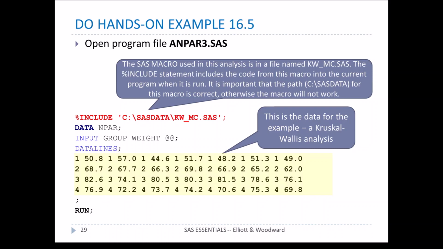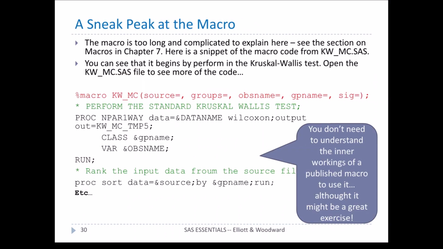Now we're going to read in the NPAR data here, where we're reading in group and weight, and the @ sign again means to continue to read this data until you run out. All right, so let's take a quick peek at the macro. It's too long and too complicated to explain here, and again you can look at the paper if you want to see the details on how this is created. But here's a little snippet of it.